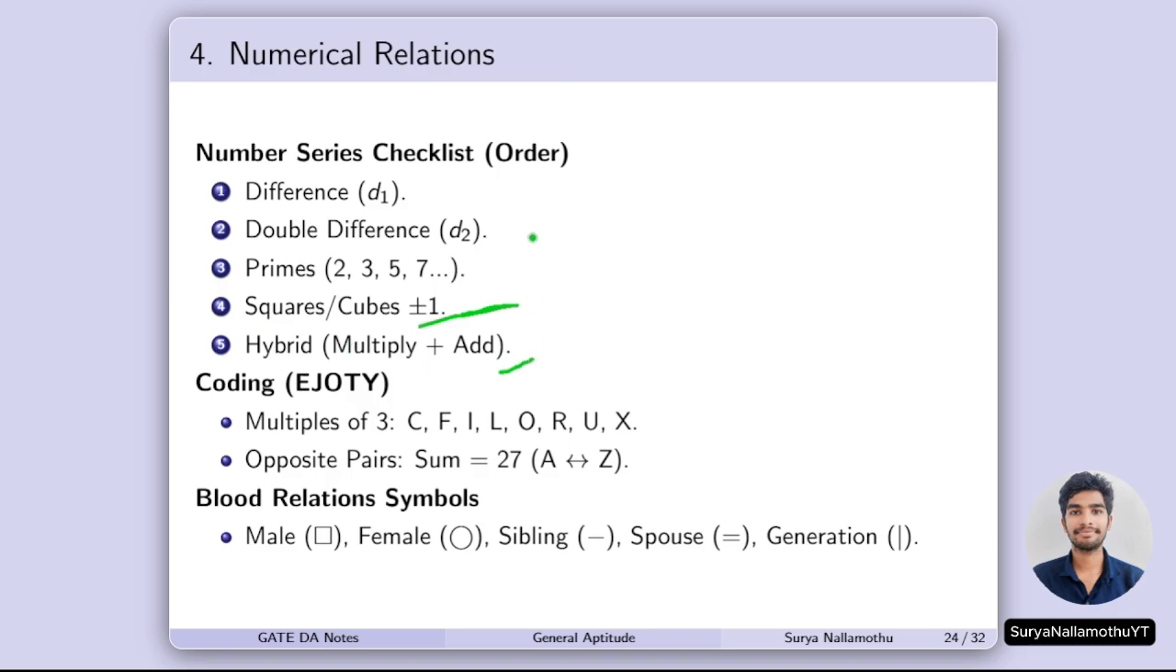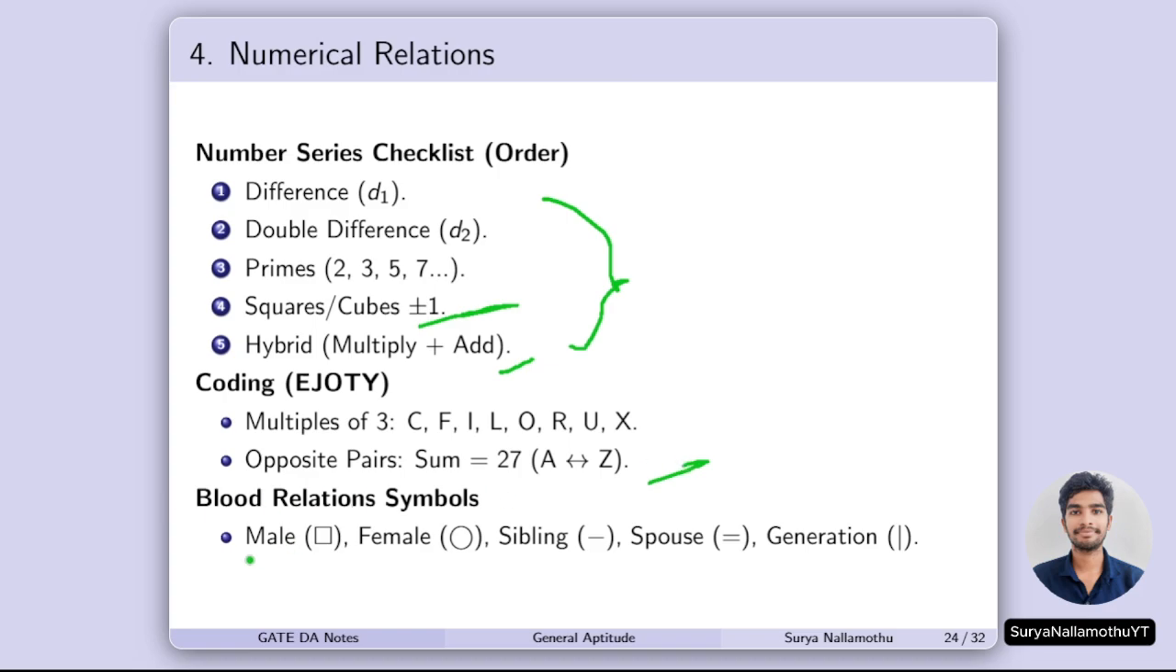In those cases we apply these number series checklist methods. These cases are very helpful for that. We need to find any specific relation based on the given pattern. Here, observe that this is one simple example for coding and decoding problems. The multiples of 3. The opposite pairs are nothing but the sum is 27, A to Z. That way, we need to solve coding and decoding related problems.